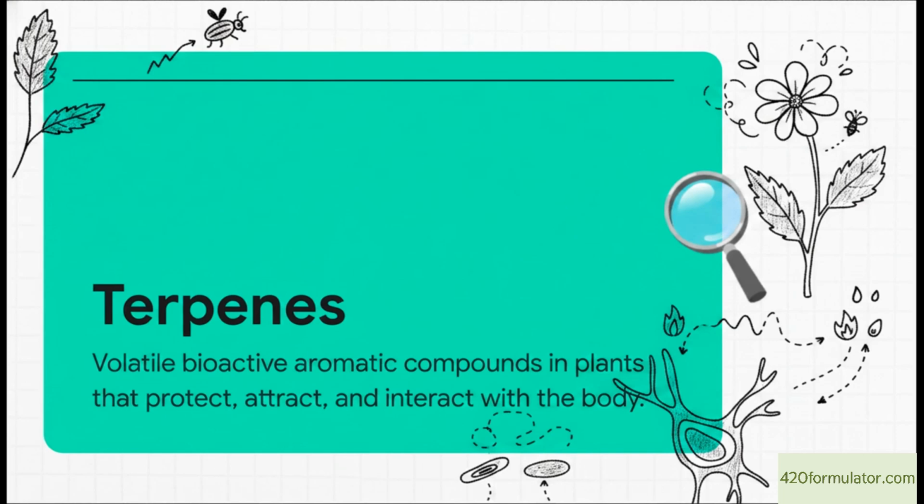But here's the brilliant part. These exact same defensive compounds, they double as therapeutic agents for us. They actually interact with our own body's endocannabinoid system to help regulate things like pain, inflammation, and even our mood.